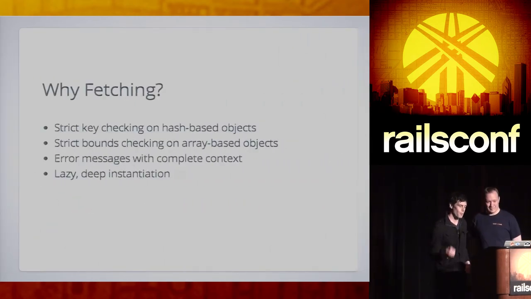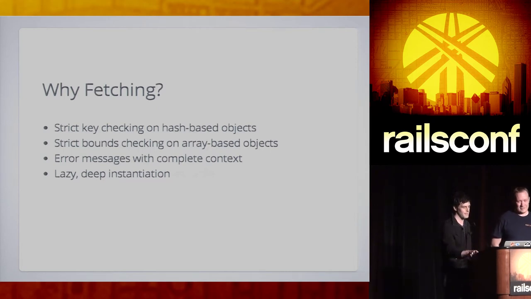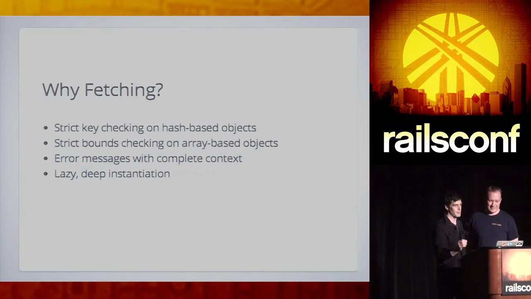So in conclusion, why would you use this? We have strict key checking on hash-based objects, strict bounds checking for array objects, error messages with the complete context, so now you can see exactly what the problem is, and lazy deep instantiation. A lot of other value object libraries don't go deep, they're real flat. So hooray for science, recursion.